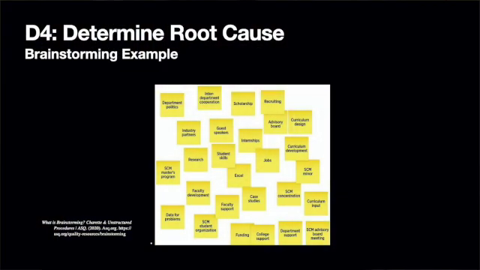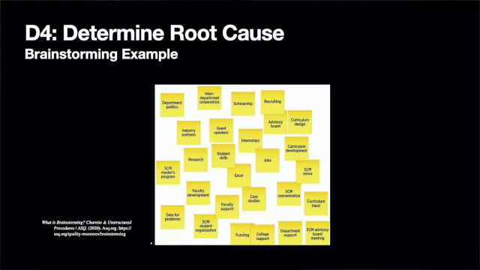All right. So the usual flow of D4, at least in my experience, is the team will start with brainstorming and they'll generate a pool of potential root causes. In the brainstorming, remember, no bad ideas and no criticism. So have your team write out the potential root causes, one per sticky note. Gather those together on your whiteboard.